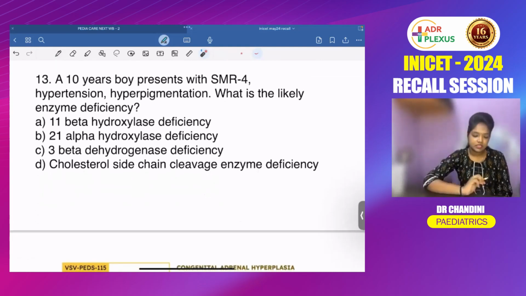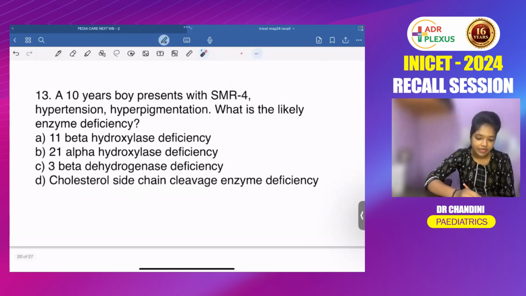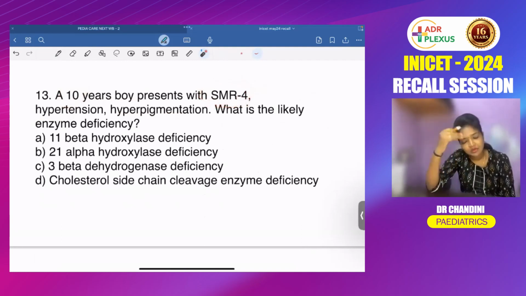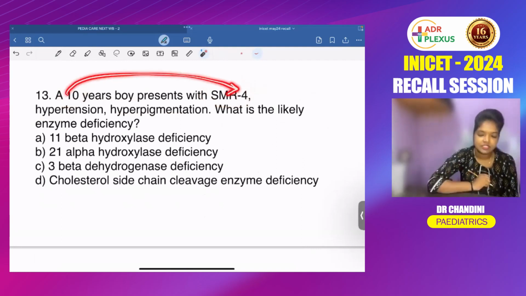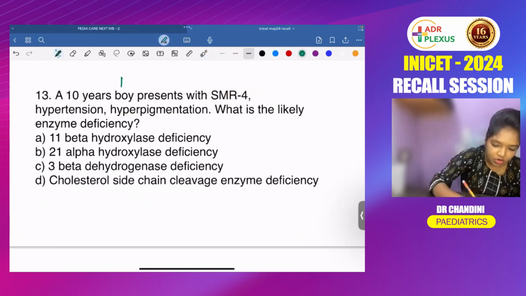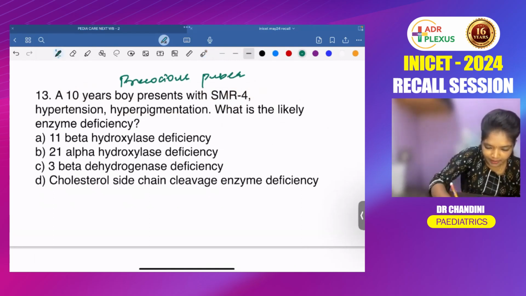Coming to the 13th question, which is a scenario-based question. A 10 year old boy presents with SMR4, sexual maturity rating 4, hypertension, hyperpigmentation. What is the likely enzyme deficiency? So here it is a male child with SMR4. A 10 year old with SMR4 is not right, because SMR4 almost corresponds to the late adolescent period. So when a child of 10 years is SMR4, it means there is precocious puberty.